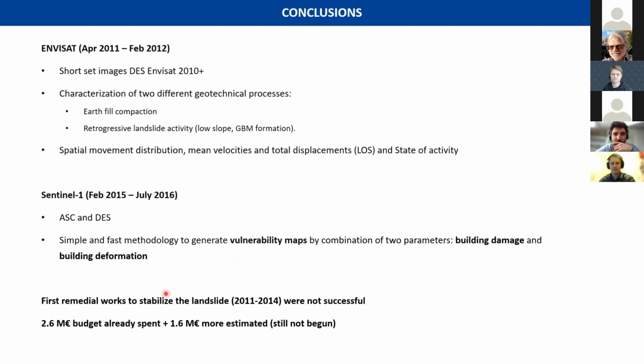Just something to say about the landslide. There were some remedial works performed between 2011 and 2014, but we've seen from the InSAR data and also from the field campaigns that they were not successful. There are 2.6 million euros already spent, and at least 1.6 million more are expected to be needed to put in these remedial measures, but this second phase has still not begun.